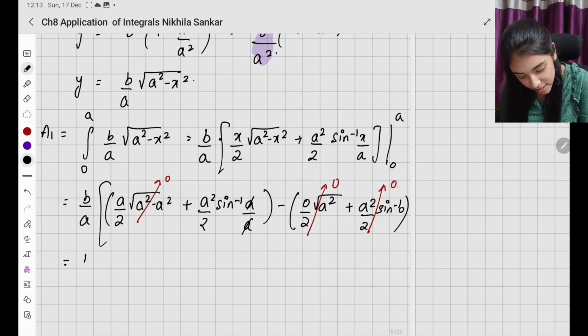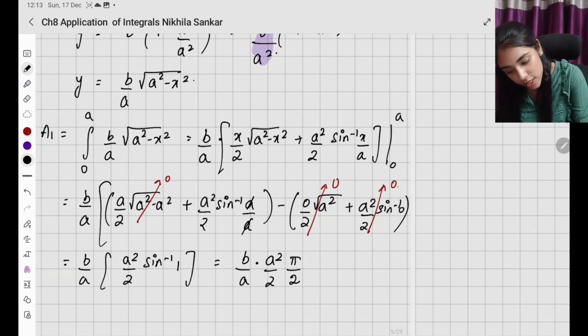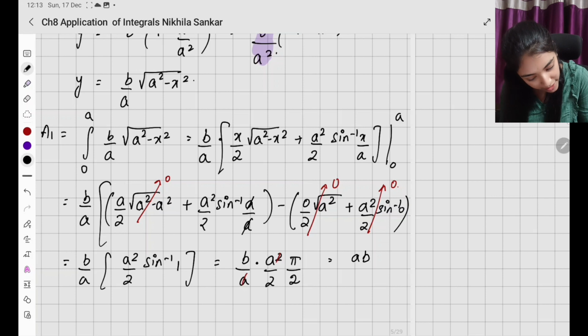This gets cancelled. So I have b by a times a square divided by 2 sine inverse of 1. When I simplify, I have b by a times a square by 2. Sine inverse of 1 is again going to be pi divided by 2. So what gets cancelled? A and one of the a's get cancelled. So I'll be left with a b pi divided by 4, pi ab basically.